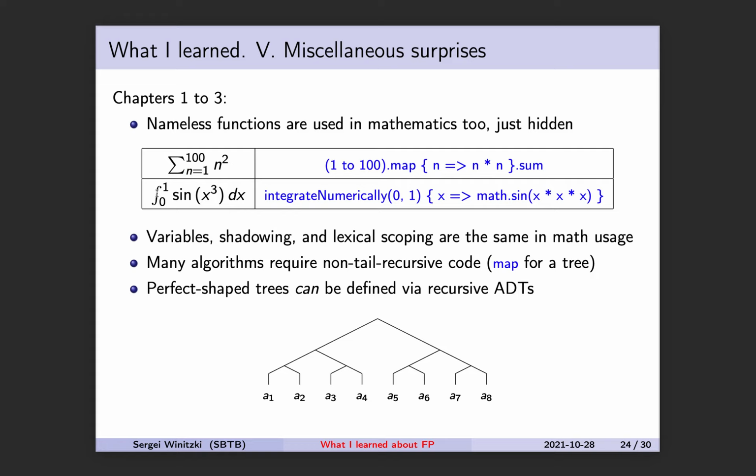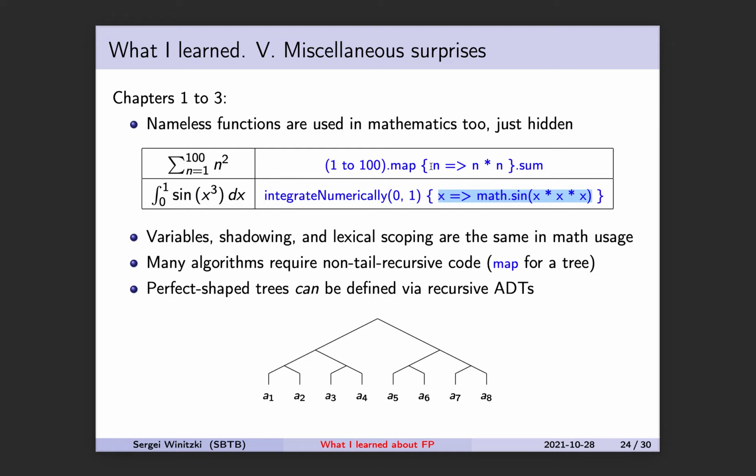Similarly, with integration, there's a different notation with this d symbol, which introduces the bound variable x. And this is the variable x that is used inside. And when you implement numerical integration, the API could look like this, where you would have an explicit nameless function as an argument.